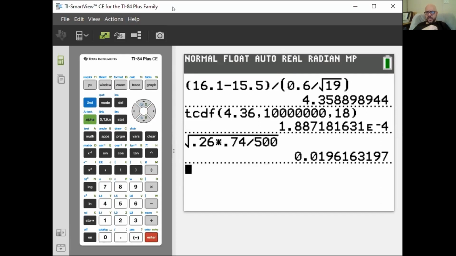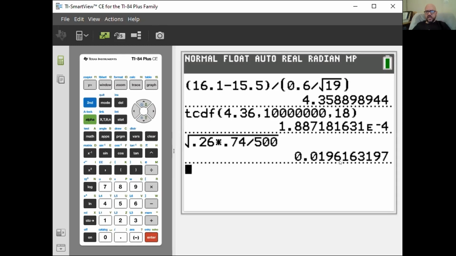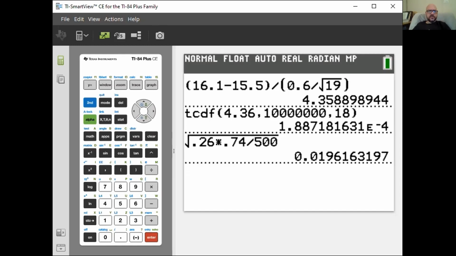So there we go. The standard deviation of our sampling distribution is 0.0196. And you want to go several decimal places here. Even a very small change in the standard deviation can change your conclusion quite a bit, actually. It can change your p-value quite a lot. So I'm going to go 4 decimal places. I feel like that's pretty safe here. 0.0196.